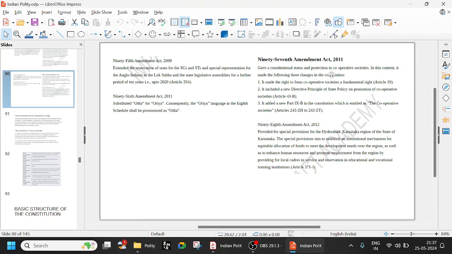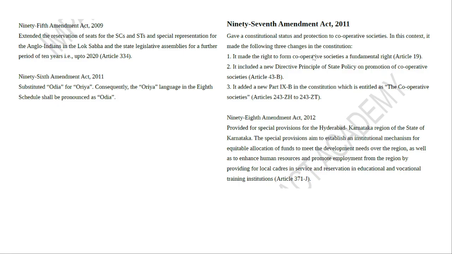97 gave constitutional status and protection to cooperative societies. So this is very, very, very important. Okay, this 97th Amendment Act is very, very, very important. Because it is related to cooperative societies, one thing is it added a fundamental right. 19, we've already seen 19E, right? 19E. Next, directive principle 43A we've seen previously, it was there. Now 43B is also there. Directive principles of state policy, promotion of cooperative societies, Article 43B.